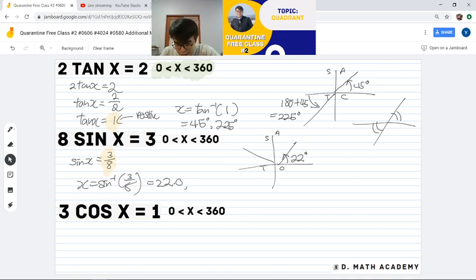So by reflecting it, like treating here as a mirror, this 22-degree will be reflected over here. So to get the exact result, I'm required to take 180 minus 22. And the answer will be 158. Okay. So these two will be your final results.